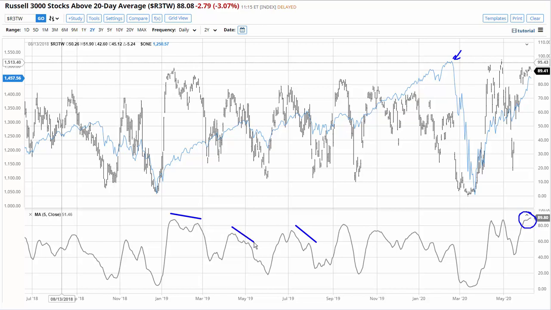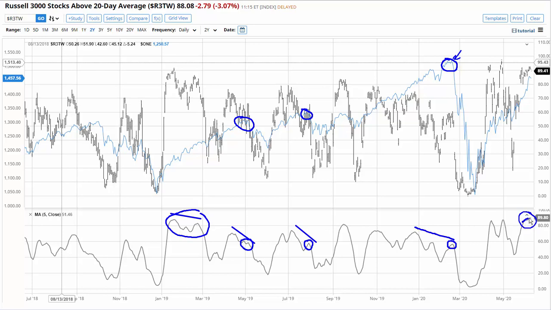But divergences at a lower level, like right here, which coincided with that top. You have a divergence right here, which coincided with this top. And then you had a divergence here, which of course coincided with this top. So a divergence at a high level isn't very meaningful, but when that second hump is at a much lower level, that's meaningful, and that's when you get a top.